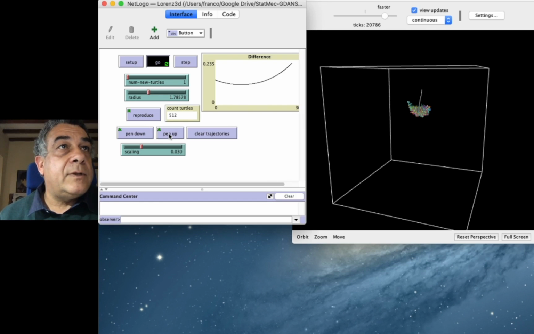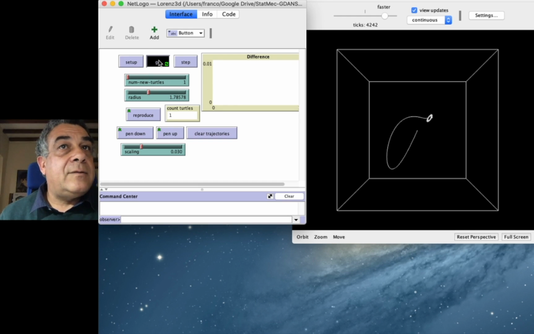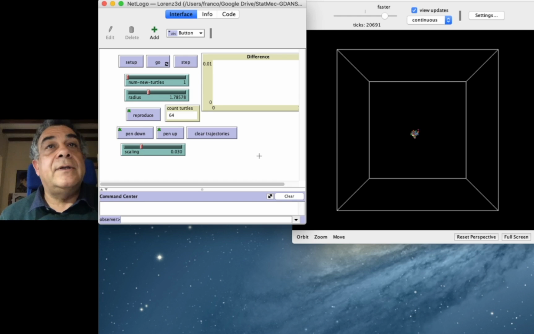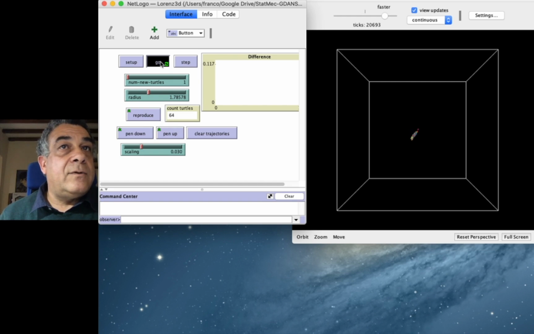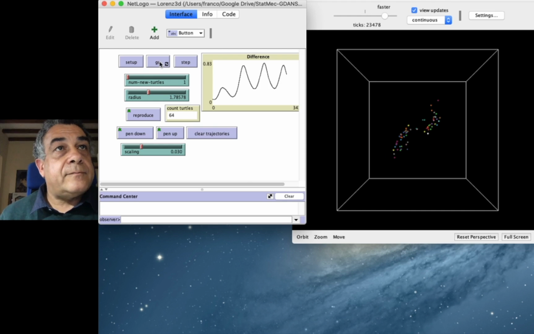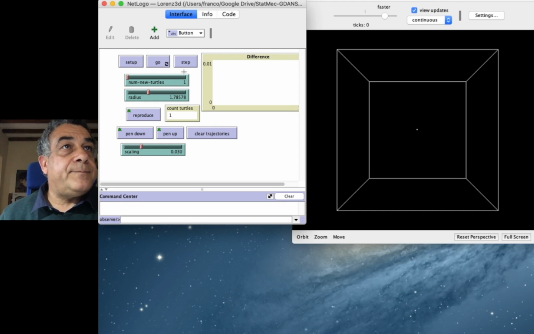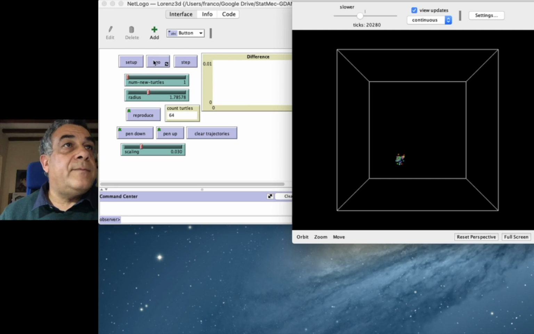Maybe we have to restart the simulation without the pen because it is too slow. There are too many turtles. So let me run for a certain amount, clear trajectory. Now I create say 32 or 64 new variations. Then I can let them go. Okay, so maybe too fast. So again, clear trajectory, pen up, reproduce say 64, then slower and go.